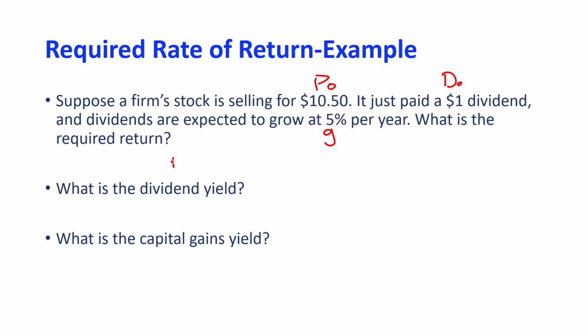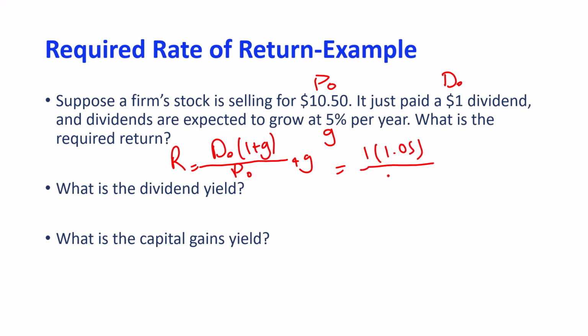So the required rate of return is the dividend in the next period over P0 plus the growth rate. So you'll have $1 for D0, and then 5% for the growth rate, 1.05 over 10.50, plus 5%. So it should be 15%.